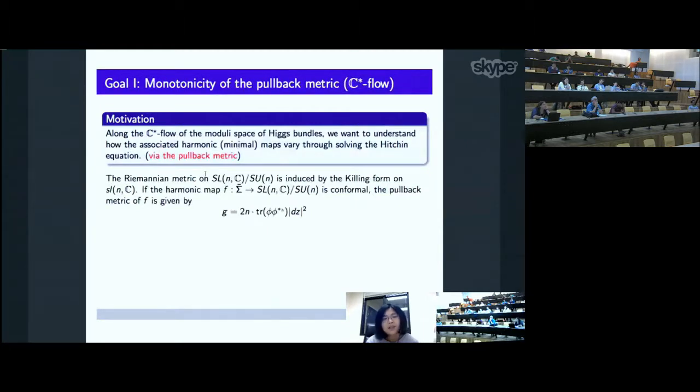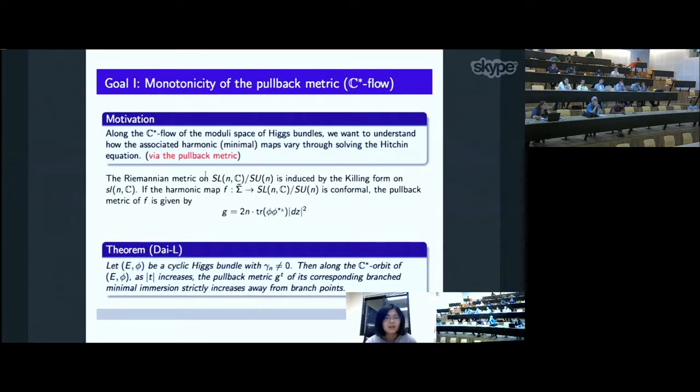The Riemannian metric on the symmetric space is induced by the Killing form on the Lie algebra sl(n, C). So if the harmonic map is conformal, the pullback metric of the harmonic map is given by the trace of phi star phi times 2n. So our first theorem is that if Phi is a cyclic Higgs bundle with the last arrow non-zero, then along the C-star orbit, as the absolute value of t increases, the pullback metric g_t of its corresponding branched minimal immersion strictly increases away from branch points.